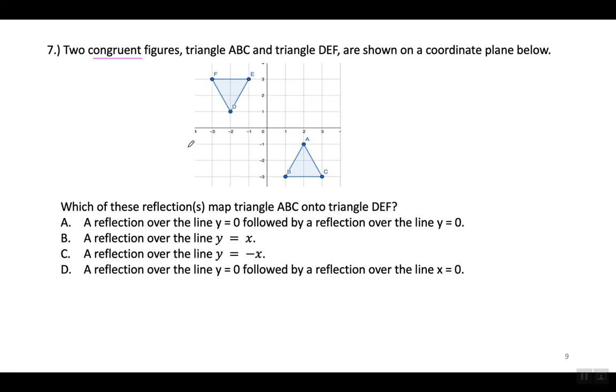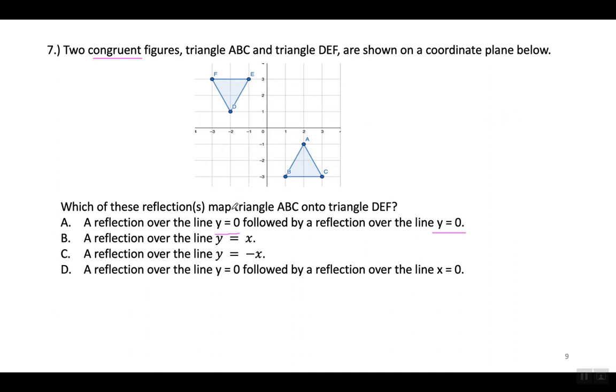Okay, so let's look at each one. Letter A says a reflection over the line y equals 0, followed by a reflection over the line y equals 0. Okay, so I believe I went over this already, but let me refresh your mind. Remember I told you that whenever you have an equation that says like y equals a number or x equals a number, the way to remember whether it's a vertical or horizontal line is it's always the opposite of the axis that has that same letter.